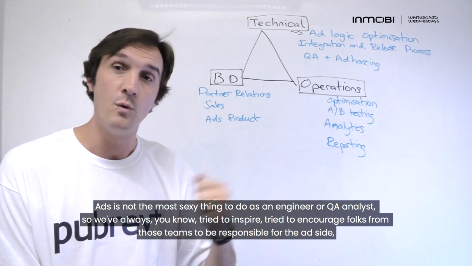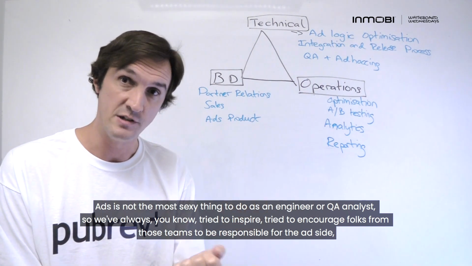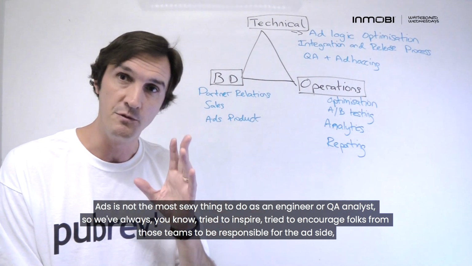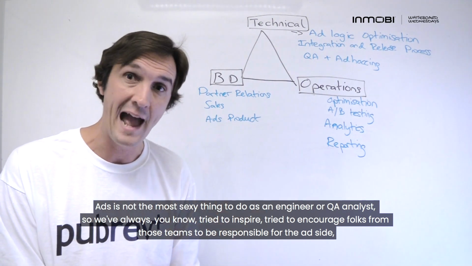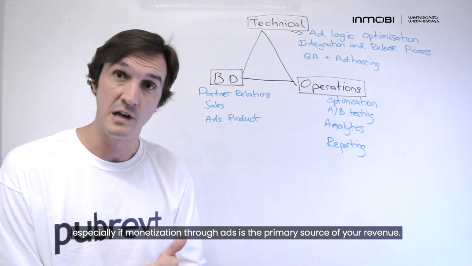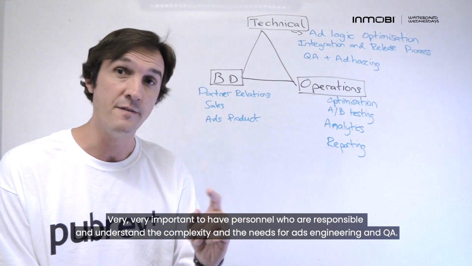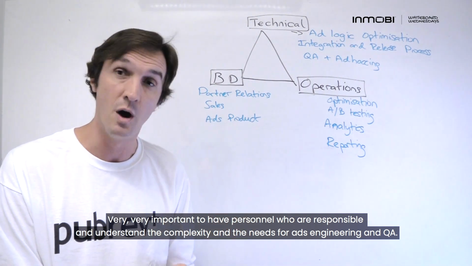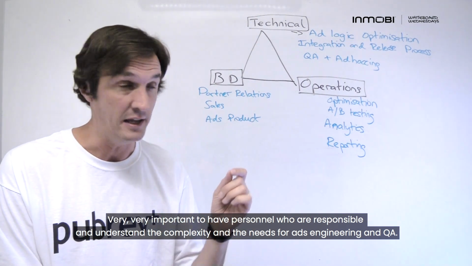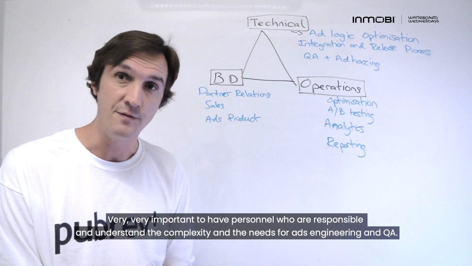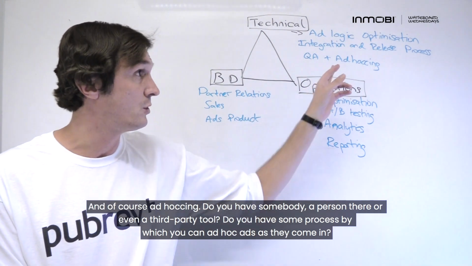So we always try to encourage folks from those teams to be responsible for the ad side, especially if monetization through ads is the primary source of your revenue. It's very important to have personnel who are responsible and understand the complexity and the needs for ads engineering and QA. And then of course, ad vetting.